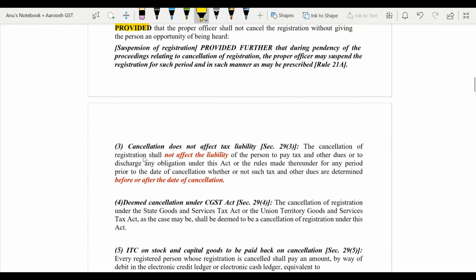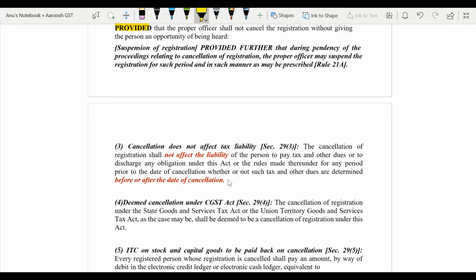Third, cancellation does not affect tax liability. The cancellation of registration shall not affect the liability of the person to pay tax and other dues or to discharge any obligation under this act or the rules made thereunder for any period prior to the date of cancellation, whether or not such tax and other dues are determined before or after the date of cancellation.